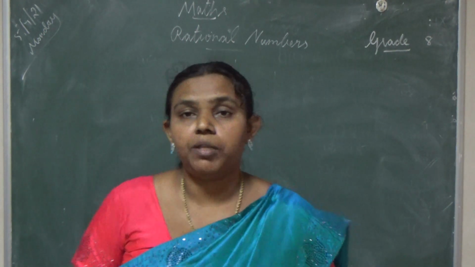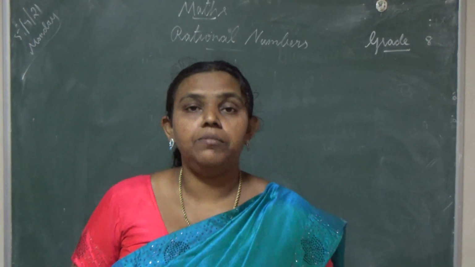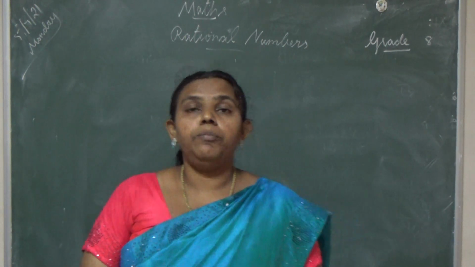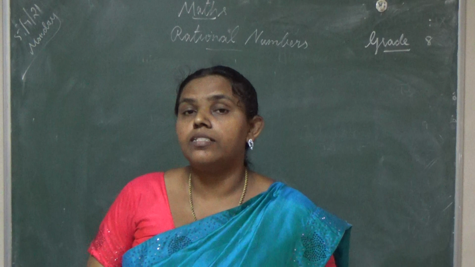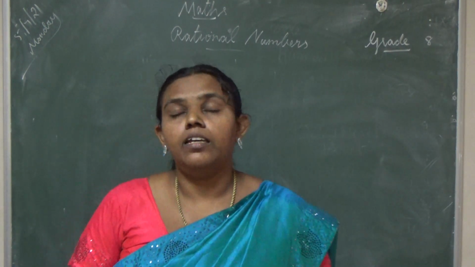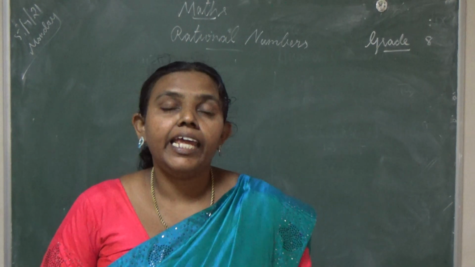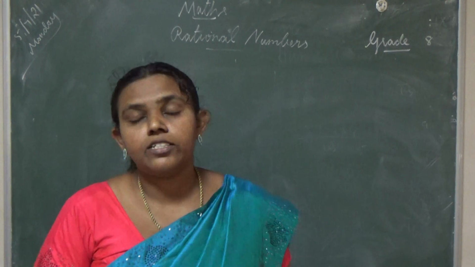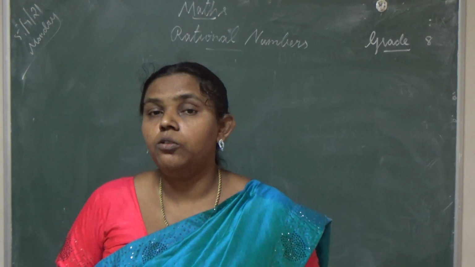Rational numbers, again. What is a rational number? Rational number means numbers of the form p by q. So p and q are integers, and q should not be equal to 0. Denominator must not be 0. Next, what? Standard form, equivalent rational numbers, absolute value.